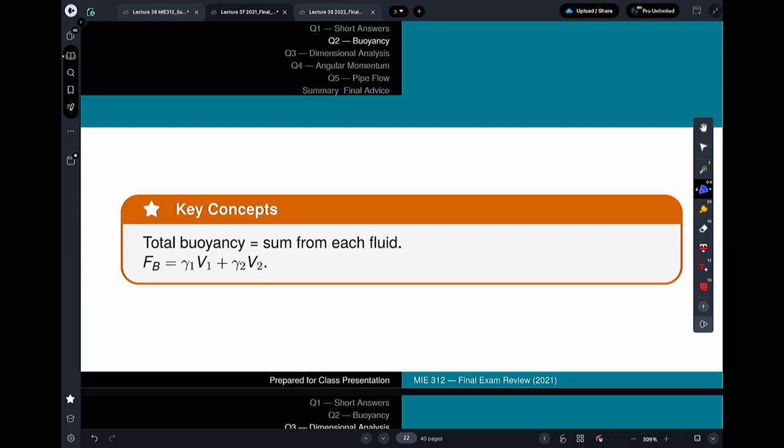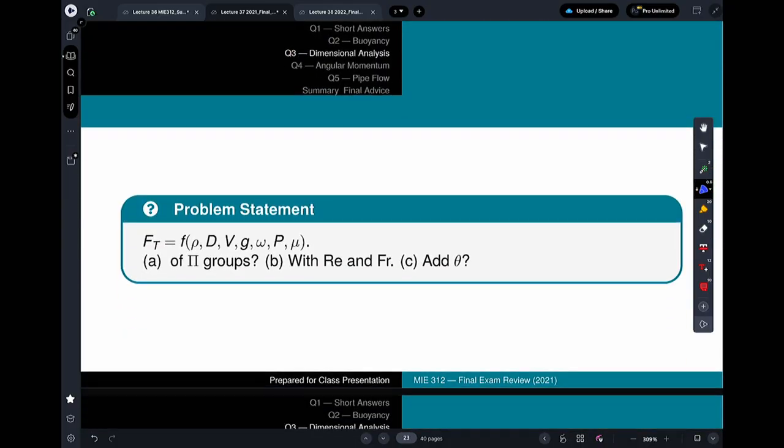So total buoyancy is the sum from each fluid, so I calculate that, and that's all you're going to do with these types of problems. Dimensionless analysis, make sure you know how to do it. You have some sort of force. You're given all of the terms. Just sort of statements on this.